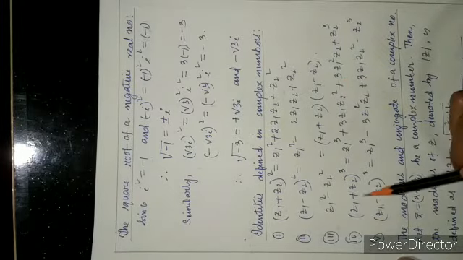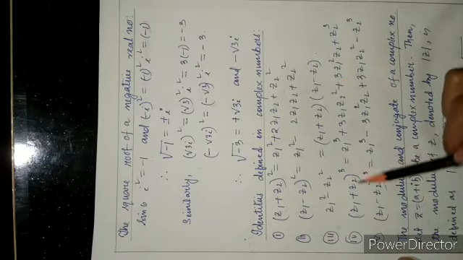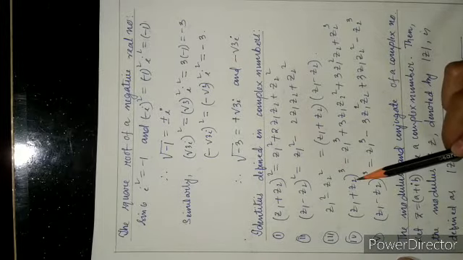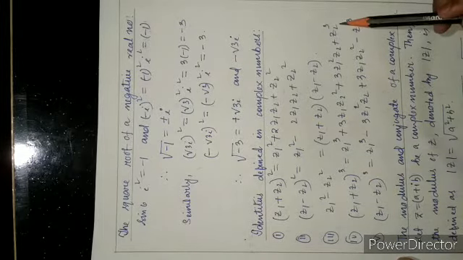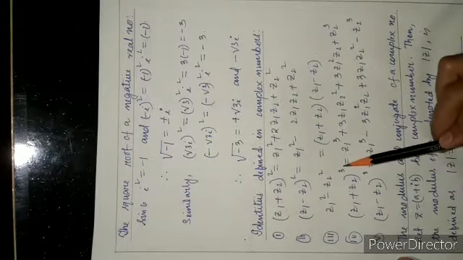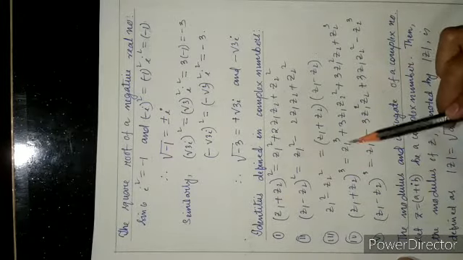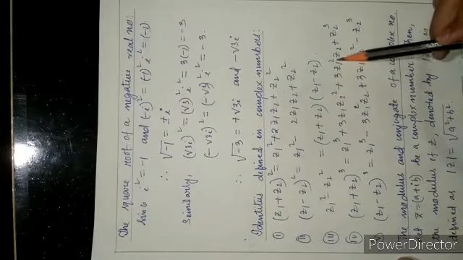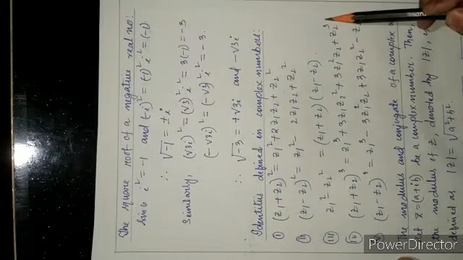Number 4, (z1 + z2) whole cube, meaning (a + b) whole cube, is the identity for complex numbers z1 and z2. (z1 + z2) whole cube is equal to z1 cube plus 3 times z1 z2 square plus 3 times z1 square z2 plus z2 whole cube.